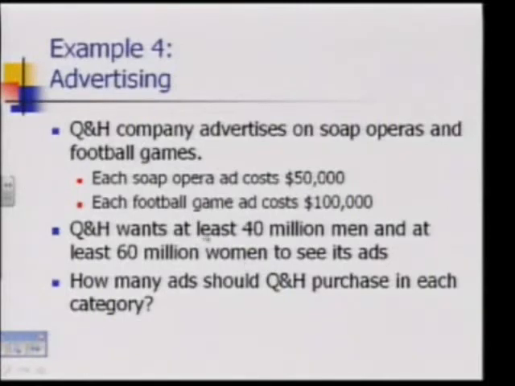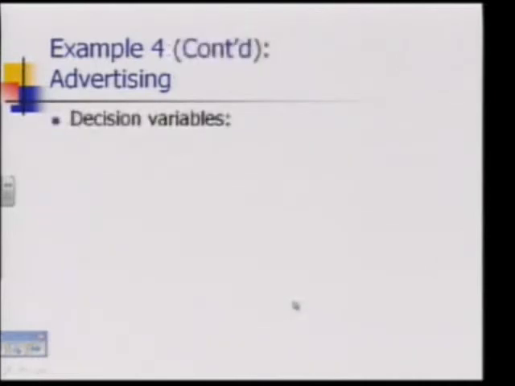But let's say we want at least 50 million men and 60 million women to see the advertisement. And how many ads should they purchase in each category in order to achieve that? And of course, you want to save cost in such a problem. And sometimes you may say, well, is this really an optimization problem? How do I formally write it in a mathematical way?